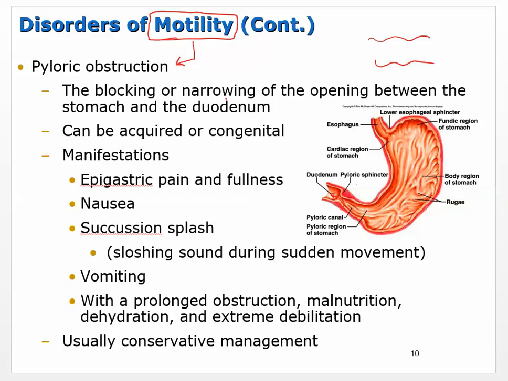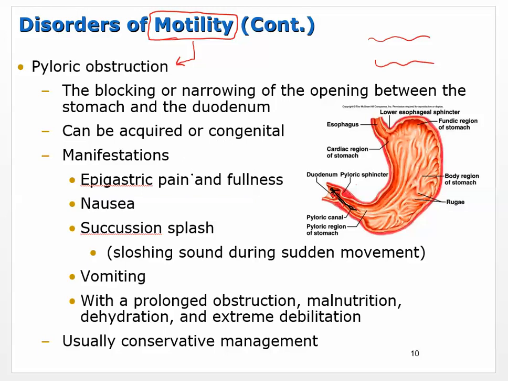First we'll talk about pyloric obstruction. That's a blocking or narrowing of the opening between the stomach and the duodenum, the duodenum being the first part of the small intestine. That means food's not moving through the way it's supposed to. It can be acquired, or it can be congenital. For whatever reason, that pyloric sphincter isn't functioning the way it's supposed to. So what happens?